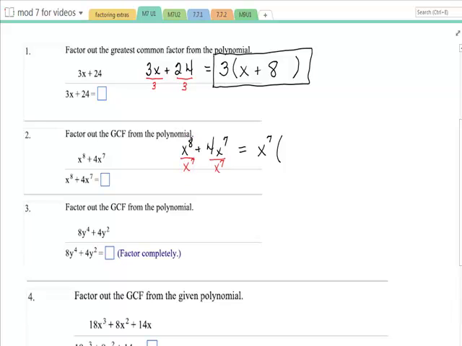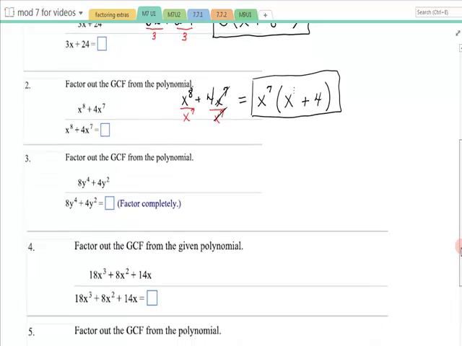x to the 8th over x to the 7th is x to the 8 minus 7, which is an implied 1. You would not write the 1. Plus, this x to the 7th divides out with that x to the 7th, and you have 4. If you factor this original polynomial, taking out the greatest common factor, you're undoing the distributive property.